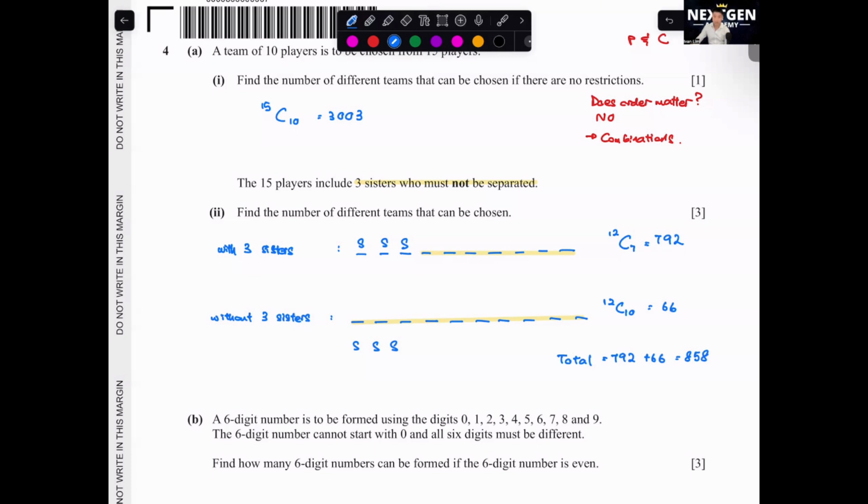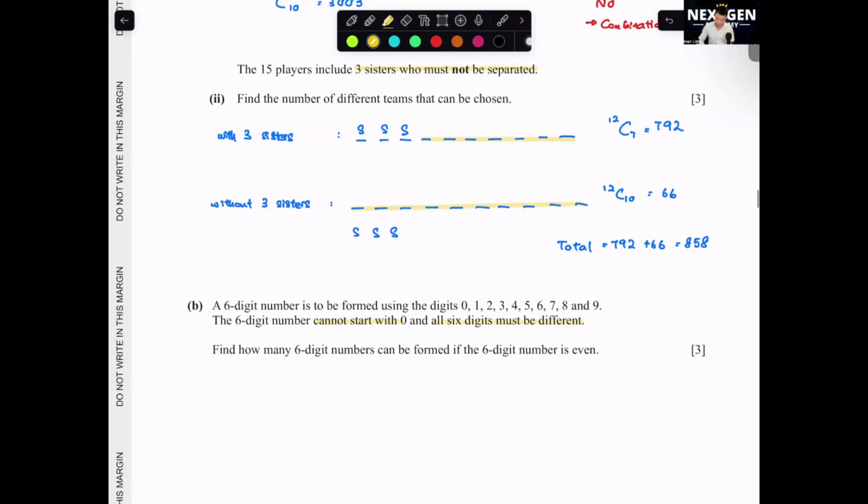All right, okay, combination type of question. Okay, question B. A 6-digit number is to be formed using the digits 0, 1, 2, 3, 4, 5, 6, 7, 8, 9. The 6-digit number cannot start with 0, and all 6 digits must be different. So this, we call it the restriction. Find how many 6-digit numbers can be formed if the 6-digit number is even. Okay, is even. How do we do this?